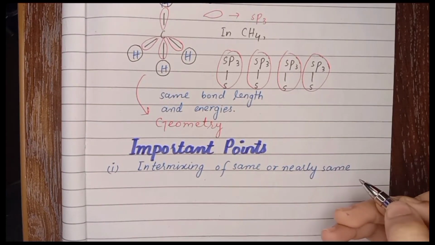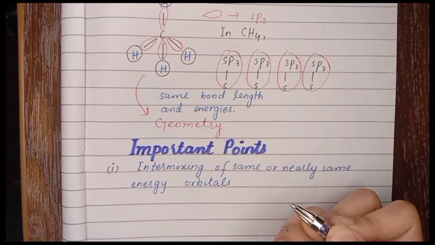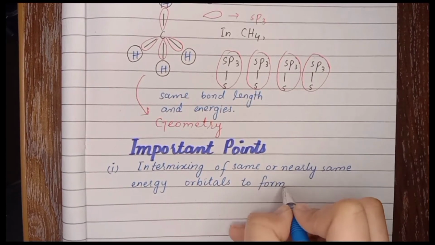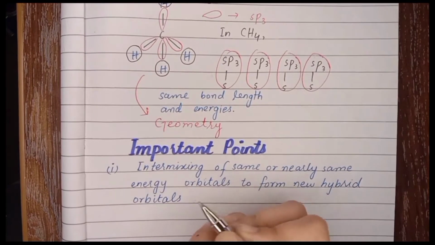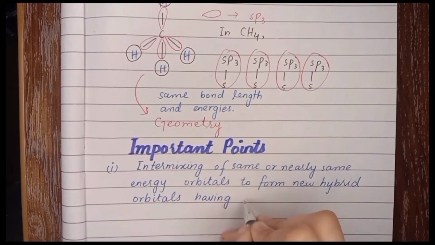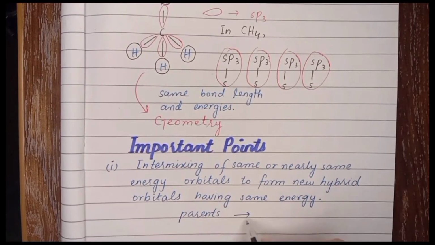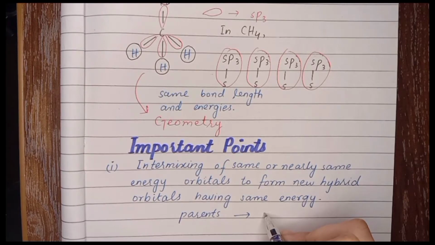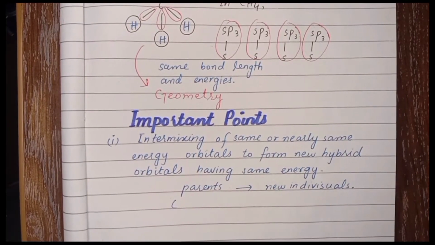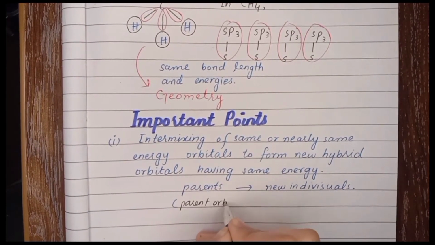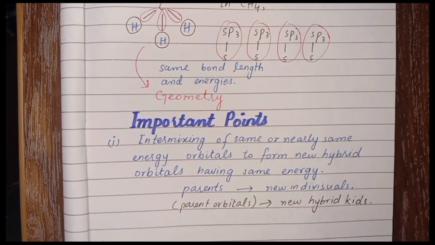So the very first point is the intermixing of same or nearly same energy orbitals to form new hybrid orbitals having the same energy, which was also in the definition. It means that the parent orbitals are converted into new individual orbitals when 2 parents or 3 parents or 4 or 7 orbital parents are mixed. That means parent orbitals mix and form hybrid kids, which are the new hybrid orbitals, which will next take part in the bond formation or the chemical bond.